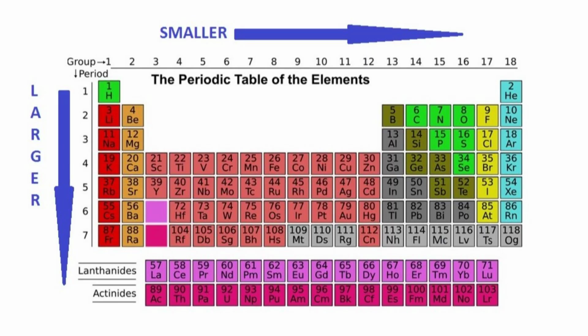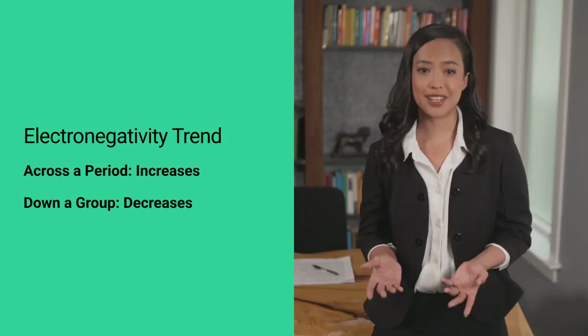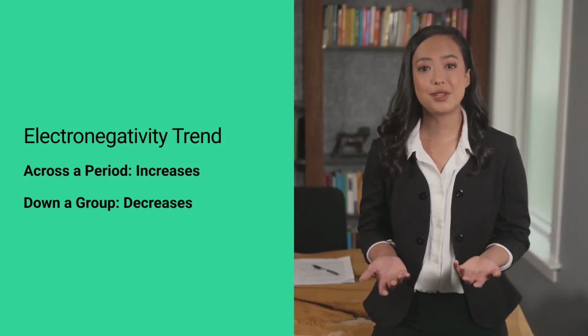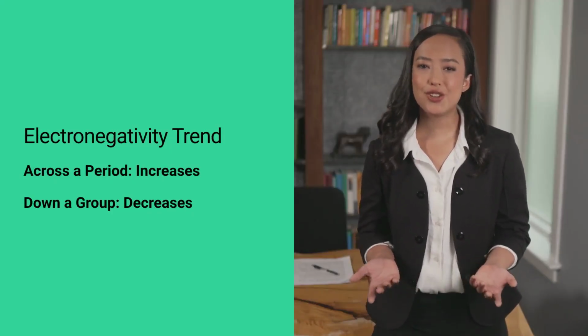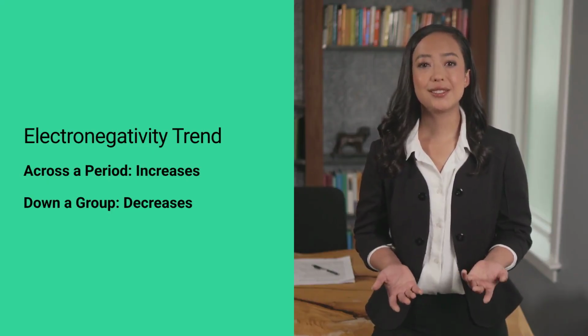As you move from left to right across a period, the atomic radius generally decreases. This is because the increasing number of protons pulls the electrons closer to the nucleus. However, as you move down a group, the atomic radius increases because new electron shells are added, making the atom larger. Now, consider electronegativity, which is an atom's ability to attract electrons in a chemical bond.